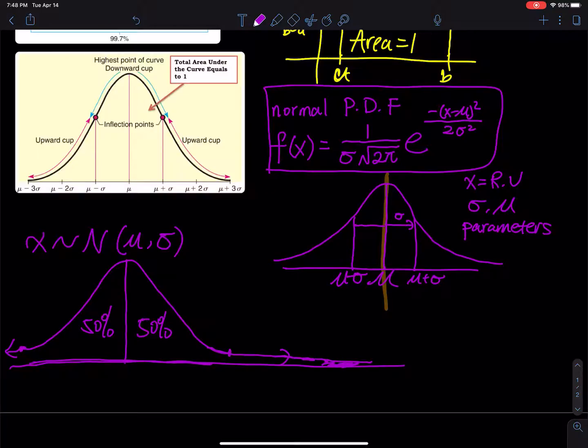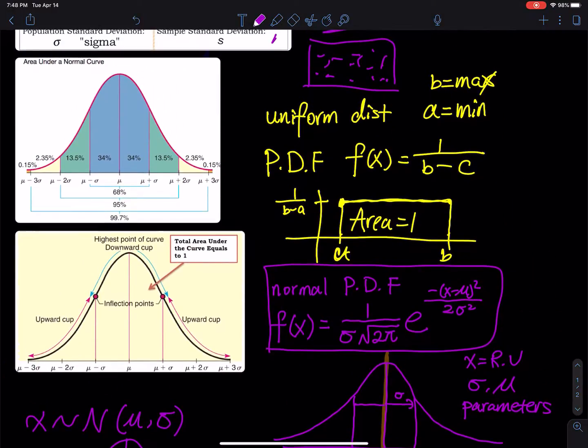What are the characteristics of this bell curve? Then we have to take a look at this picture. So let's take a look at the yellow one, the one right here. So this one we have mu right in the middle. And then we have mu plus sigma, and then mu minus sigma, mu plus sigma, and mu minus sigma.